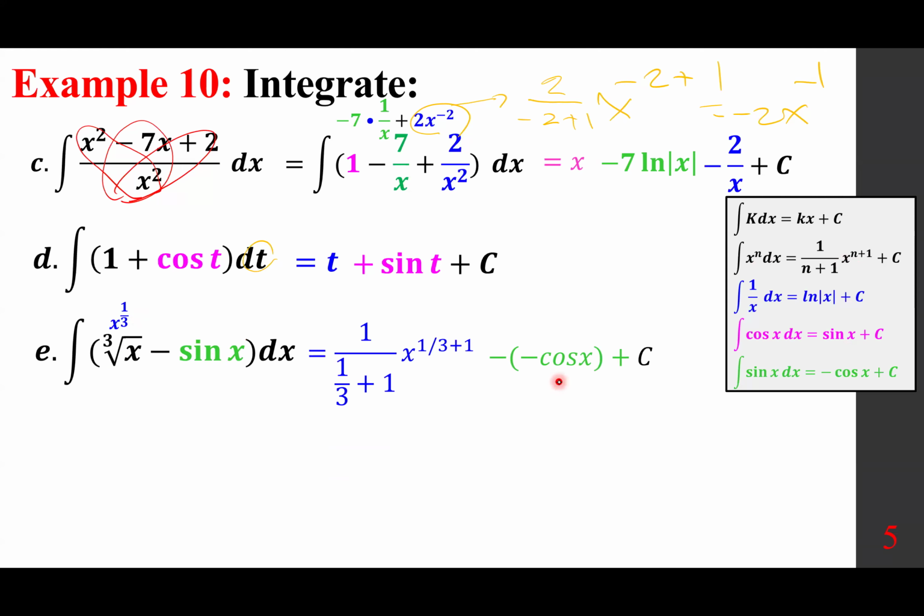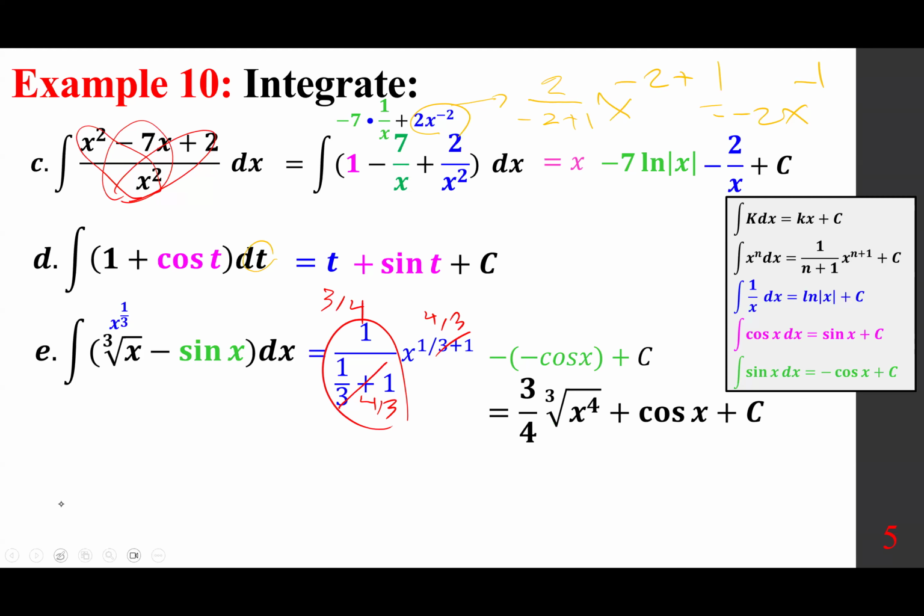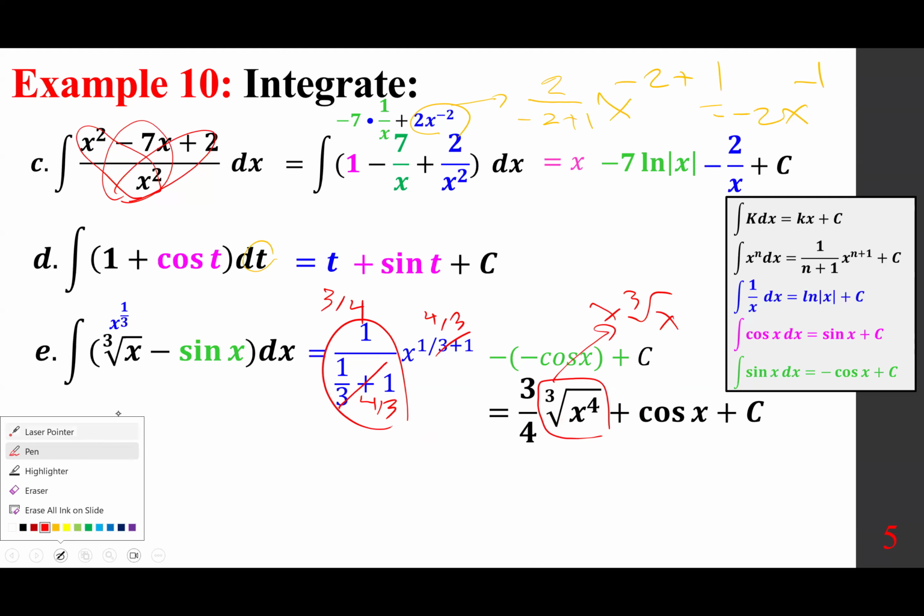We're going to finish this. This is 4/3. The reciprocal is 3/4. And it's 3/4 x to the power 4/3, which is cube root of x to the power 4, or x times cube root of x. You can also write this, and this is fine. That's the same thing, okay? Plus cosine x plus a constant.